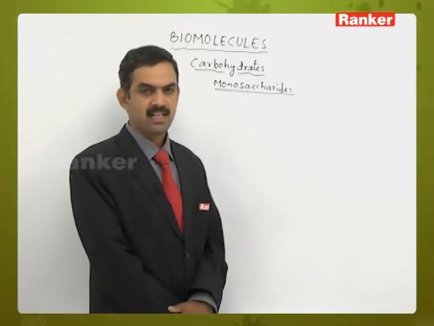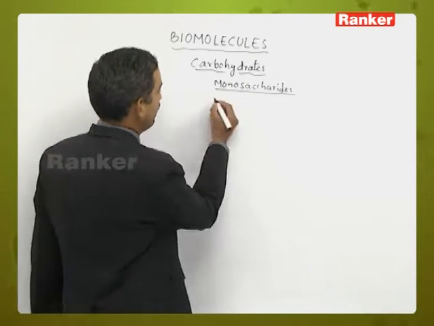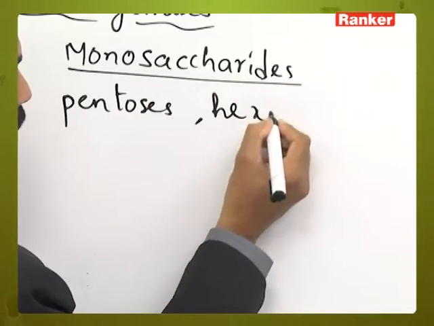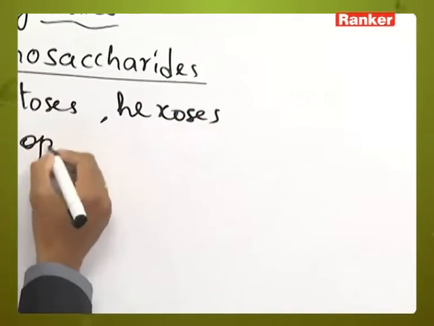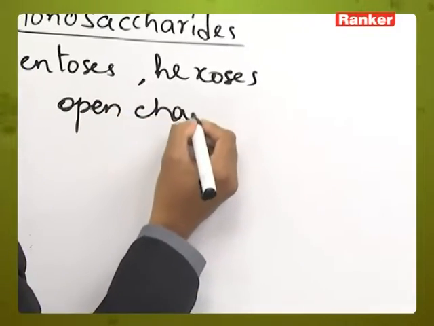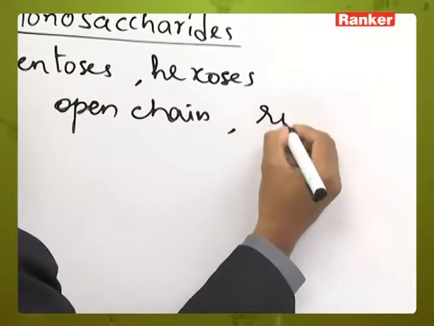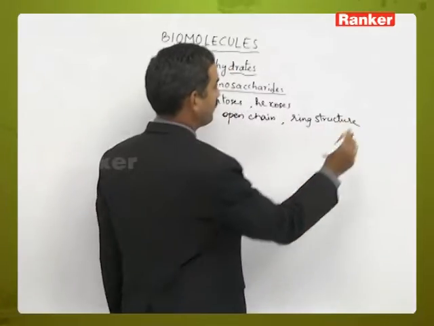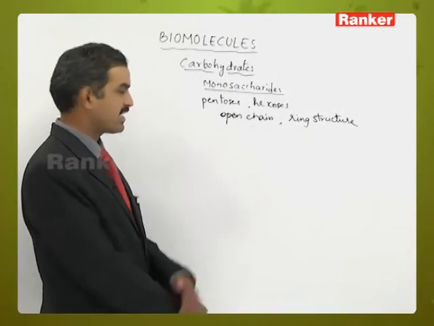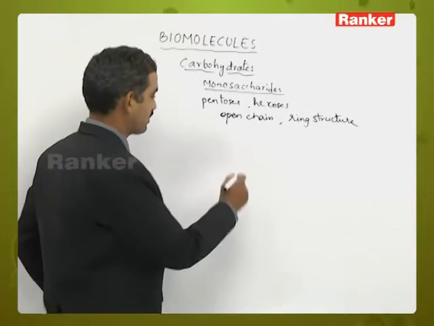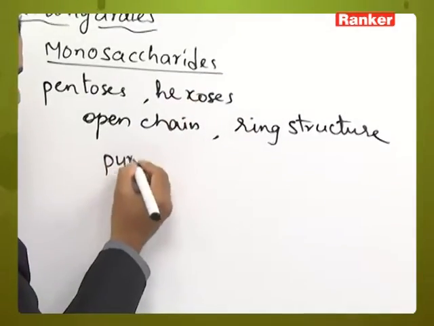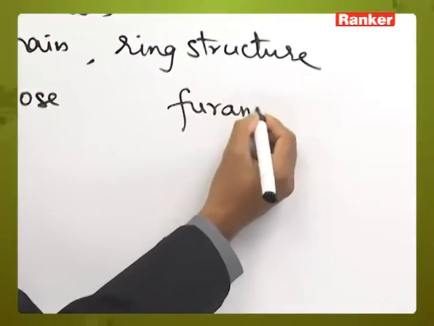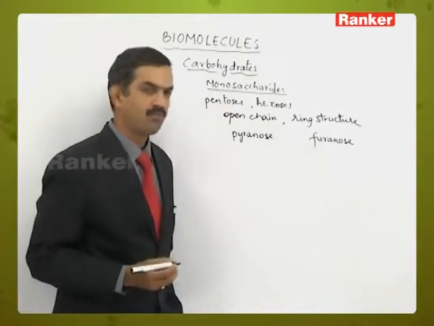Pentoses and hexoses will exist both in the open chain form and also in ring structures. In both forms they can exist. When they form ring structures, there are two types of ring structures. One is called pyranose and the other is called furanose. Pyranose structure and the furanose structure.